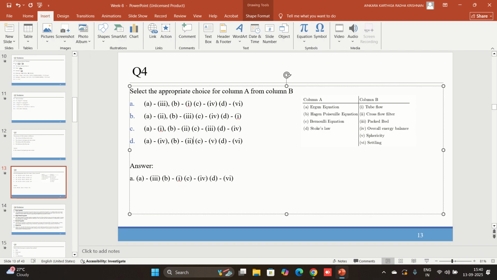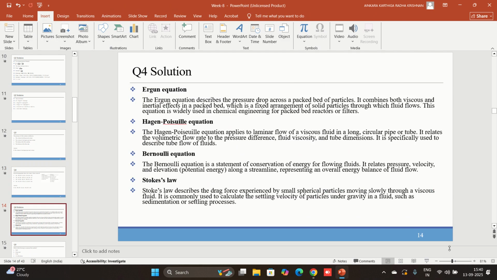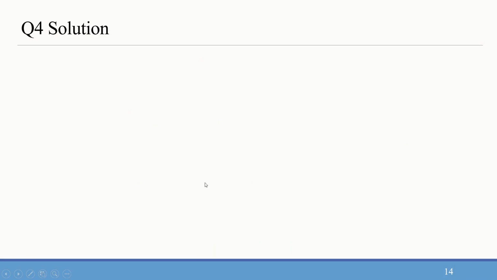And I'm just putting a comma to separate because it is quite difficult to see without any division between them. But the answer remains same. A is 3, that is Ergun equation is for packed beds, and B is Hagen-Poiseuille equation is for tube flow, and C Bernoulli equation for overall energy balance, and D Stokes law is for settling. So we'll see the explanation now.